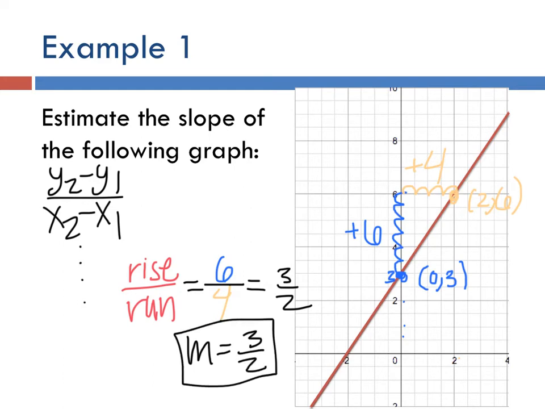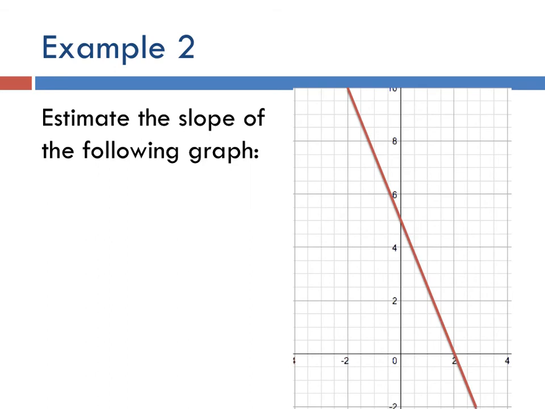Alright, let's look at another example. What about this case? Same thing, start off with the same idea, try to find a point that you can kind of guesstimate. Pick that one, and it looks like you could pick this one. Let's look at rise over run. Well, how much do you rise?